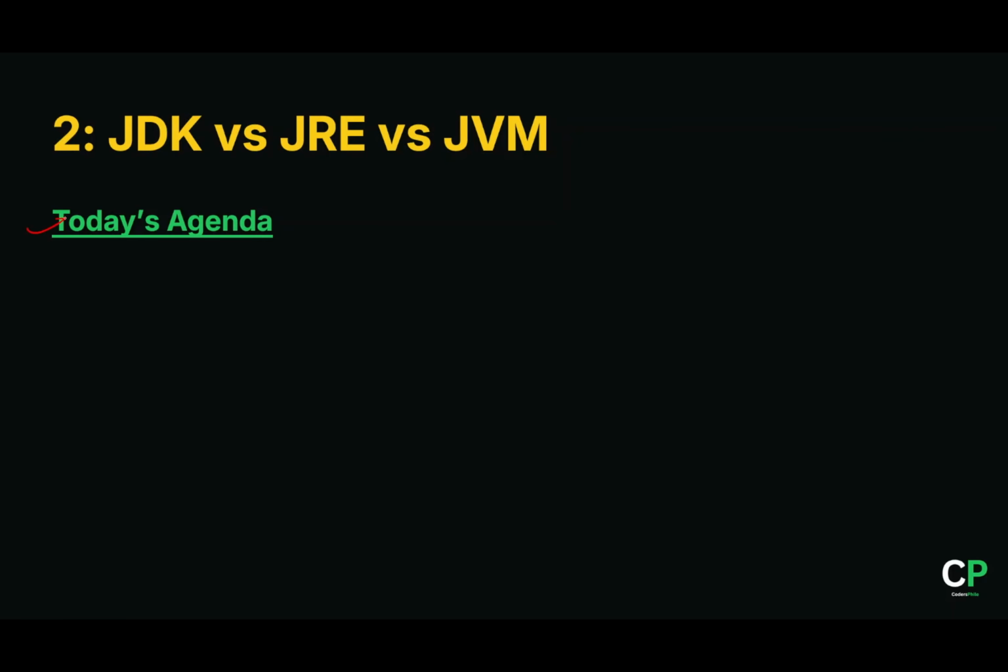So what is our today's agenda? In today's video, we will start our discussion with what is JVM, what is JRE and what is JDK, and what is the difference between them. Then we will understand how we can install the JDK the right way, and then we will see what is the environment variable and what are the environment variables that we need to set up in order to successfully install the JDK and set up the Java environment.